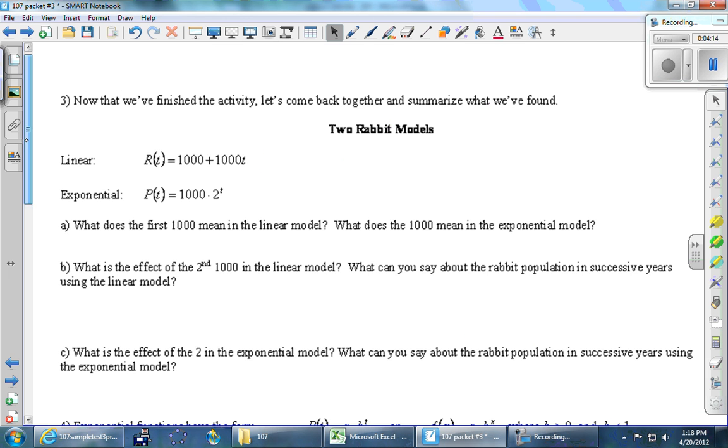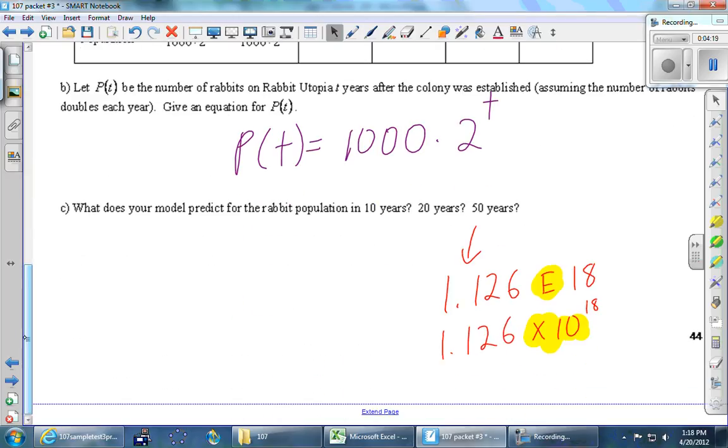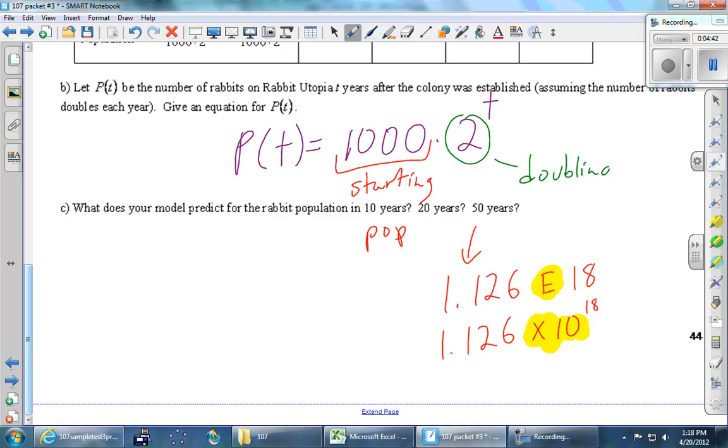Okay, on the next page, we are going to jump down. Oh, sorry, I meant to say some stuff about these guys. What does this 1,000 right here mean? That's the starting population. What does the 2 mean? Why was it 2? Because it was doubling. Yeah, you're doubling the original and then you double every time. That 2 was not just a random thing, it was 2 because we were doubling. If the rabbit population tripled every year, it would be times 3 to the t.